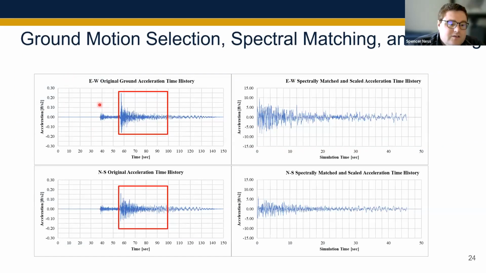So you can see here our original time histories on the left. We focused in on the S wave arrival and that stronger motion duration. We took about 45 seconds of motion, did our spectral matching, and did our scaling of the PGA to create effectively a synthetic motion that we were then going to apply to the system. And then again, repeating this process in the weak direction. The east-west was our strong direction, and north-south was our weak direction.